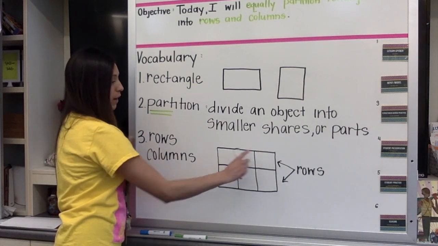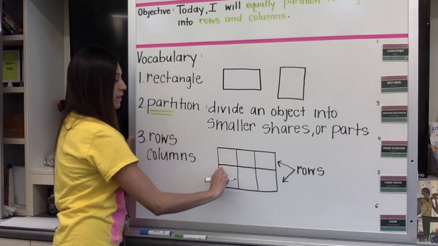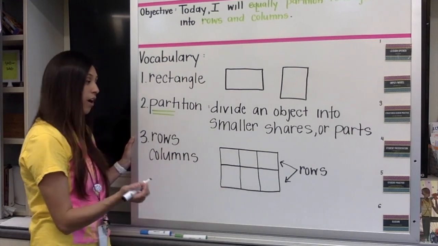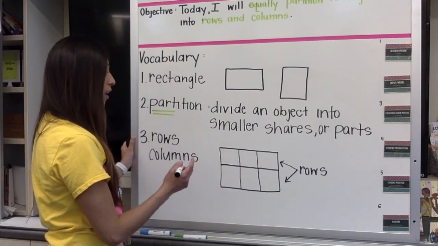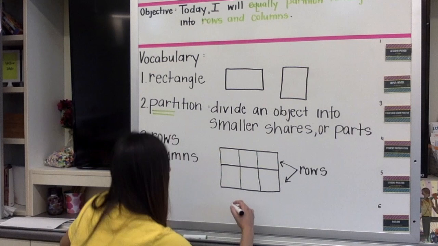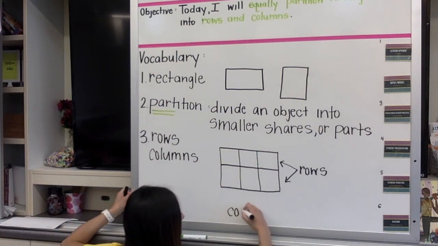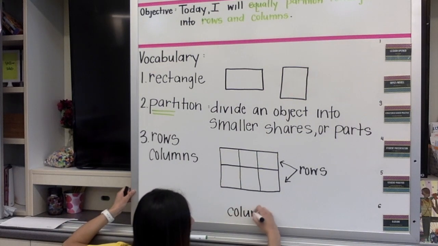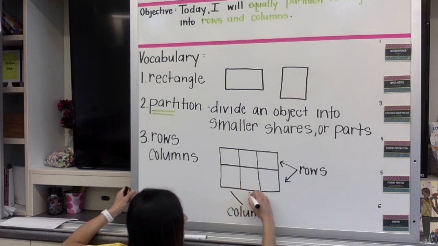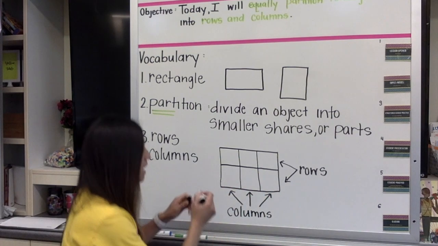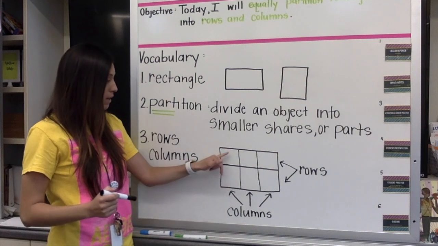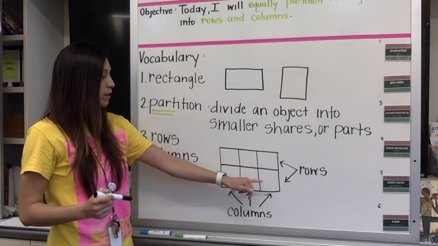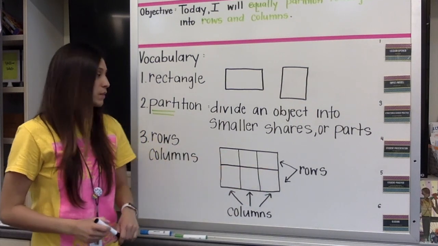So from left to right, I have 1 row and then a second row, but then I can also see that I actually have 3 columns. So I'm going to get down low here and write the word columns, and then I'm going to draw an arrow to each column. So you can see that I actually have 1, 2, 3 columns, okay?